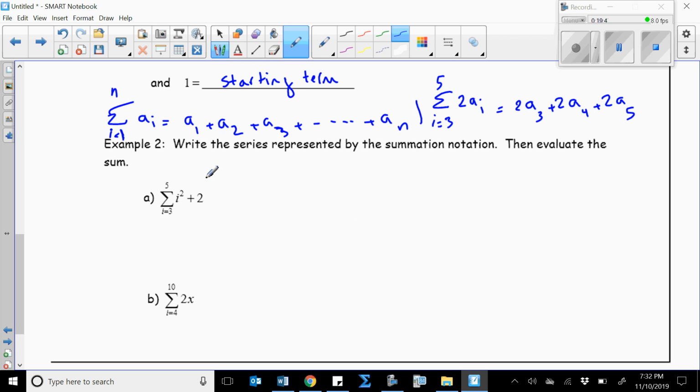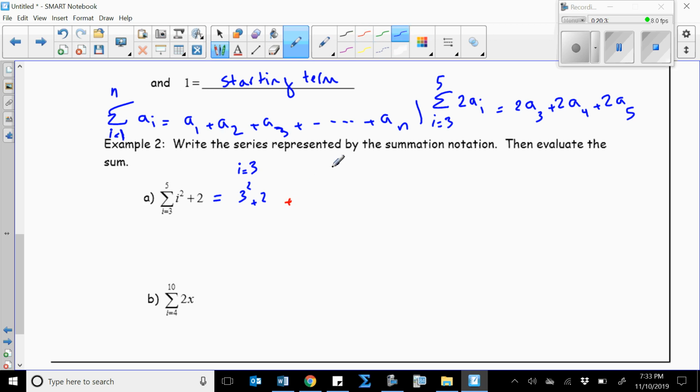Let's do these examples here. Write a series represented by summation notation, then evaluate the sum. In this case, we have sigma of i squared plus 2, and i starts from 3 to 5. So I'm going to start with the first term. I should start with 3. I'm not going to start with 1 because it's written here that i starts from 3. So when i is equal to 3, the first term will be 3 squared plus 2.